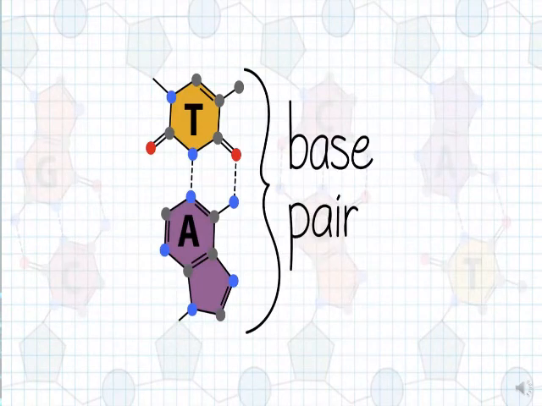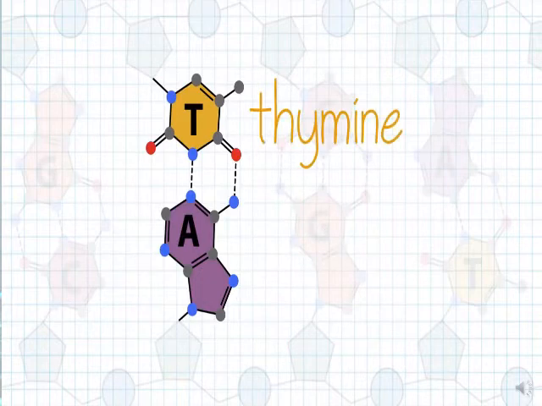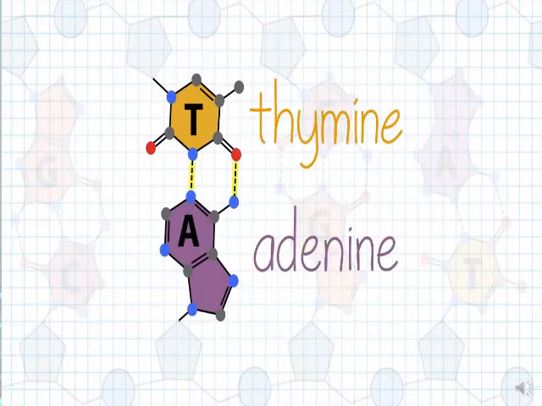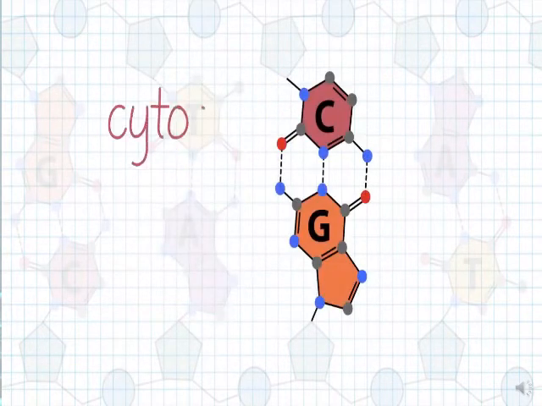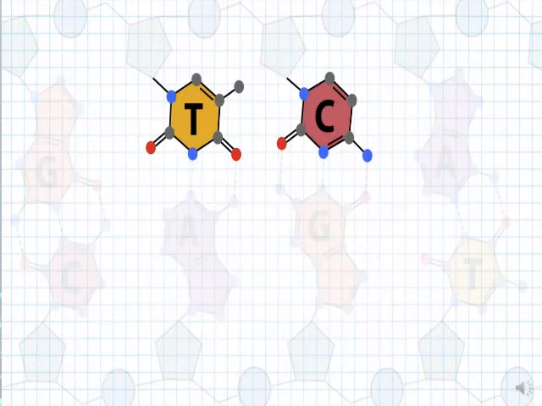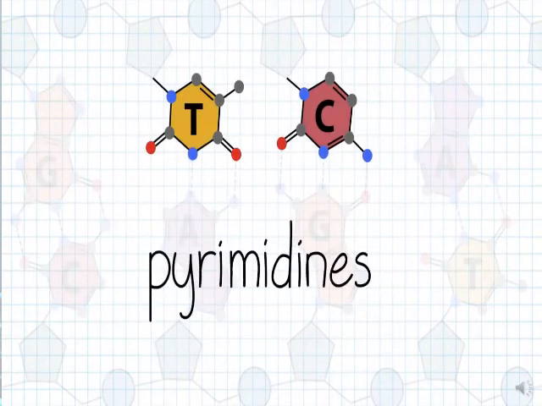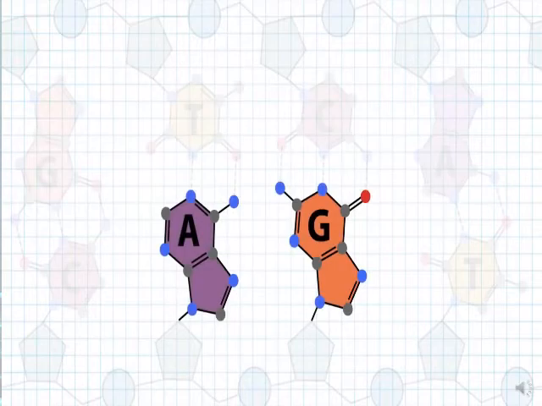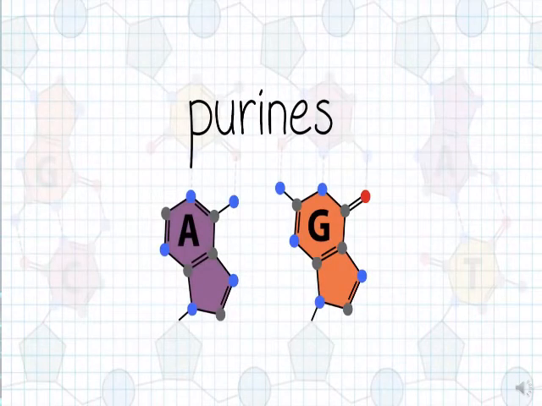The hydrogen bonding contributes to the specificity of base pairing. Thymine preferentially pairs with adenine through two hydrogen bonds, and cytosine preferentially pairs with guanine through three hydrogen bonds. Thymine and cytosine are called pyrimidines, characterized by their single-ring structure, and adenine and guanine are called purines, which have double rings.